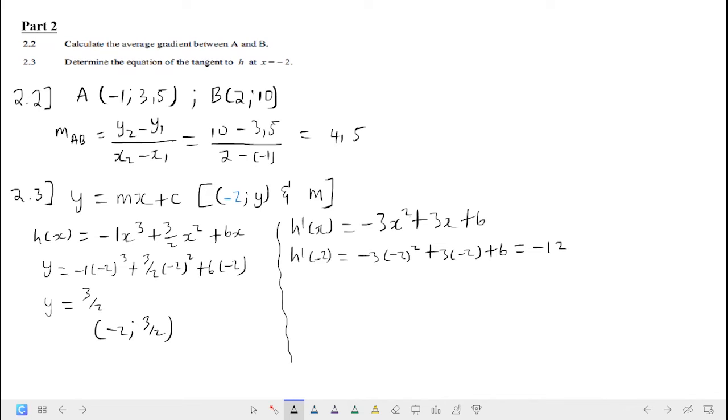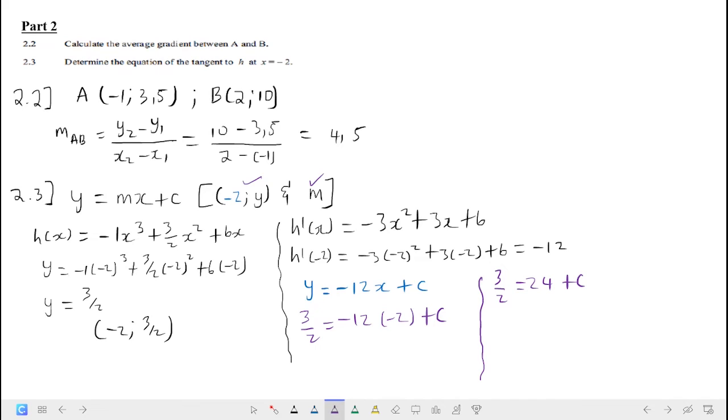Therefore we have a gradient. We take that, we have a gradient, and we also have a point. Now let's go ahead and substitute this in the equation. First I'm going to substitute my gradient, so it's going to be y equals minus 12x plus c. And then from here I'm going to substitute my point so that I can find the value for c. So I'll say 3 over 2 equals minus 12 into minus 2 plus c, right? So by doing this, I get 3 over 2 equals 24 plus c.